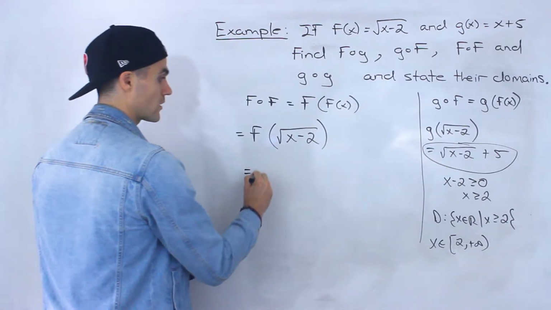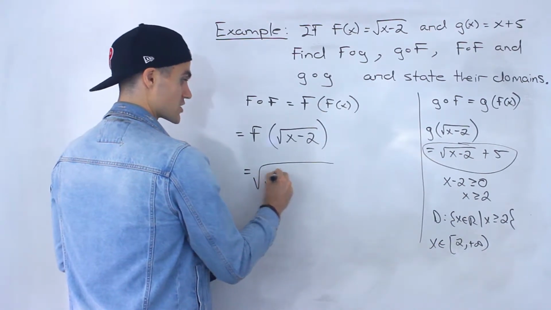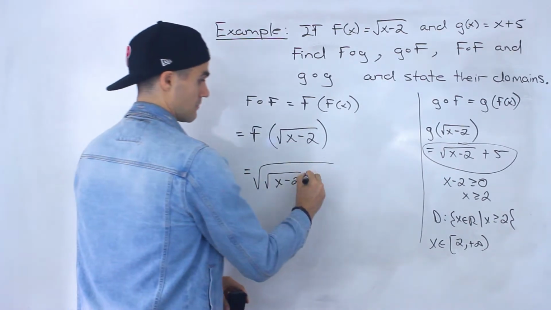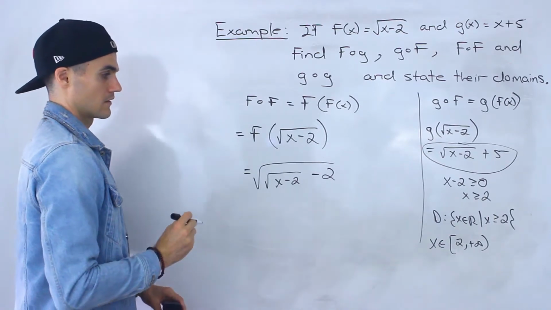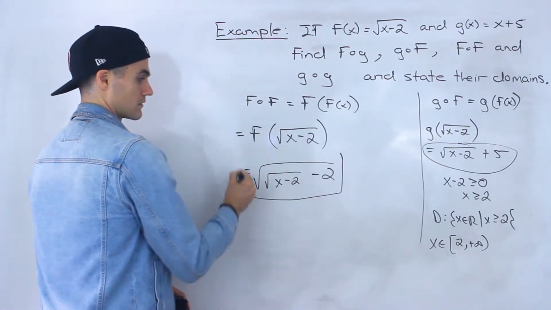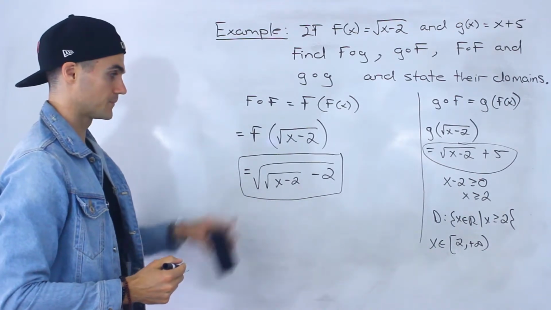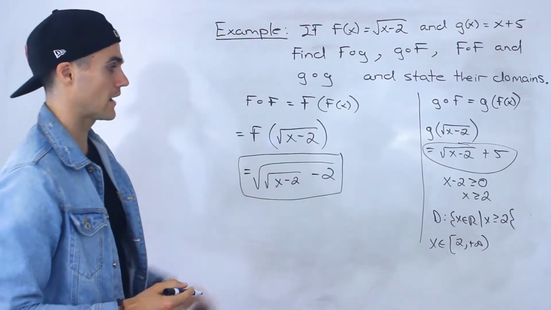So this would end up being the square root of the square root of x minus 2, that's the expression, minus 2, like that. Okay, so this ends up being that final function. You can't really simplify this anymore. So we've got the square root of the square root of x minus 2, minus 2.